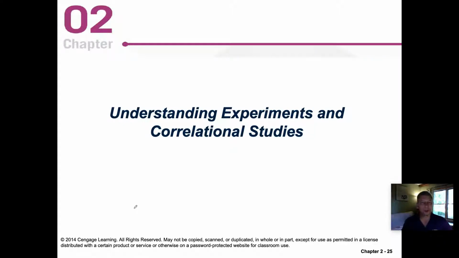Today in this video, we're going to look at the differences between what we call a correlational study and an experiment. Generally speaking, a correlational study just looks at two variables and tries to determine whether there's a relationship between those two variables. In an experiment, one of the variables is manipulated by the researcher to determine what the effect on the other variable is going to be.